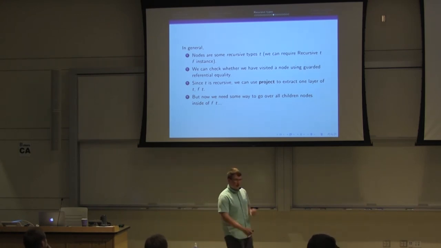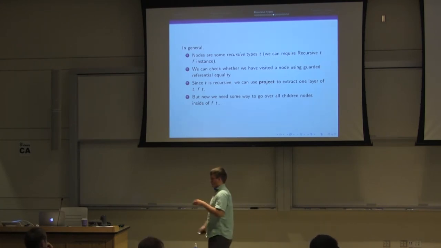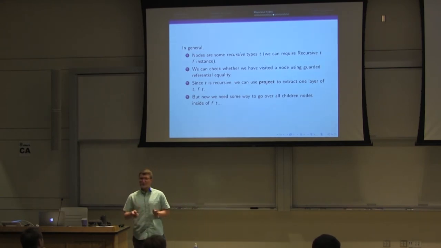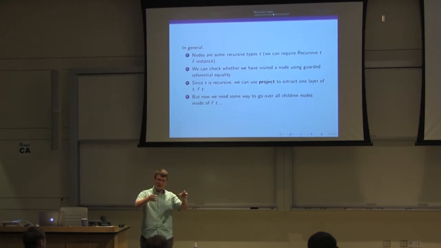And so in the more general case, we have some recursive type T, and we'll require a recursive instance for it. And then when we want to find all of our children, we can just use project. That's going to extract one layer off the top of our structure. But the only problem is that we still need to somehow go over all of those children.